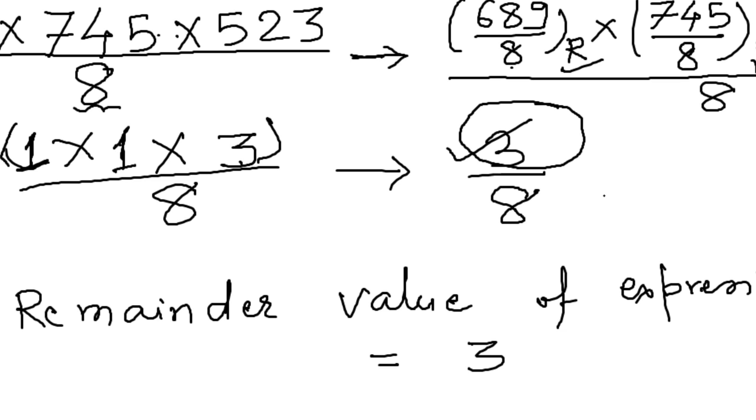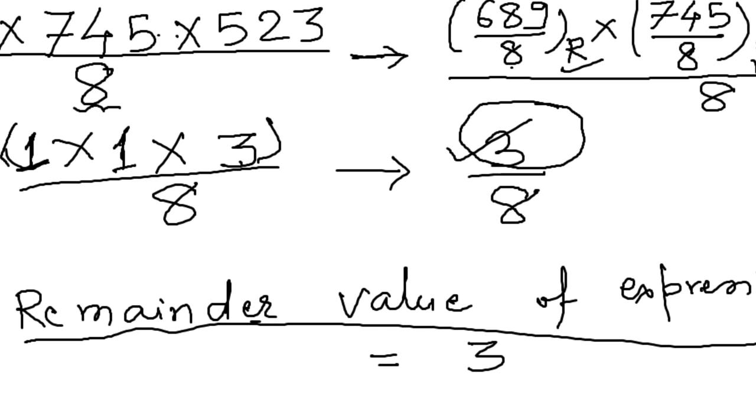So as you can see here, you get 3 on the numerator, right? You can't go further than this. So the remainder value of the expression, that is 689 times 745 times 523 upon 8, is 3.